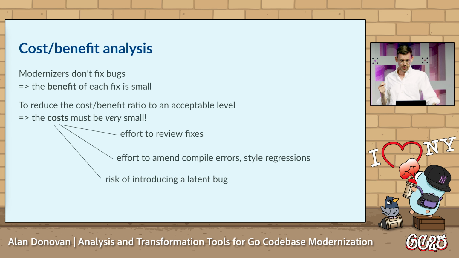But here's the thing. Since modernizers aren't fixing bugs, the benefit of each fix is pretty small. That means the costs, the risks of introducing a bug, or the effort required to review these changes must also be very small. Otherwise, it's just not worth it. So most users are going to apply all these changes without really looking for bugs.